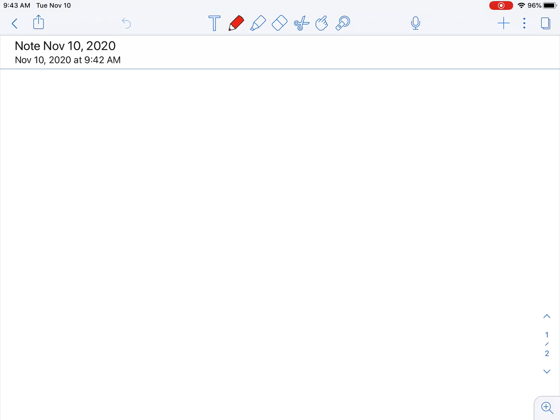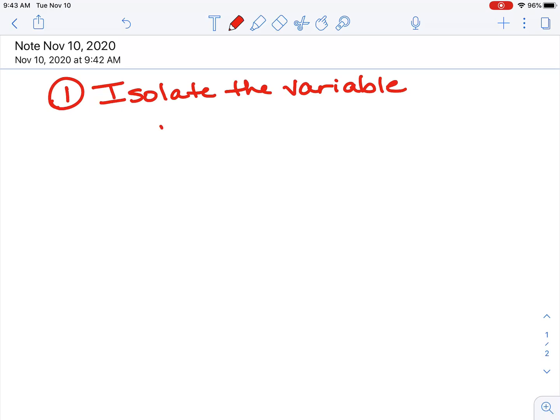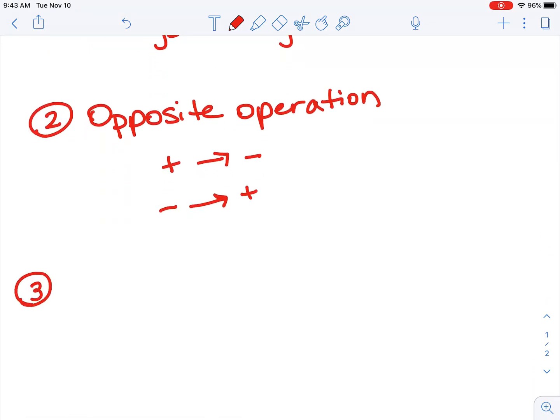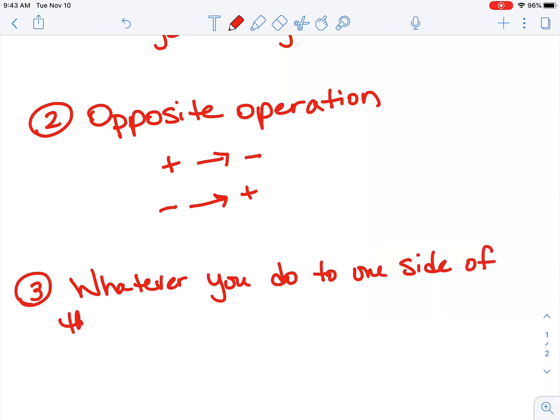Okay, we're going to start doing equations without me holding your hand and with decimals, but the three things still remain. You want to isolate the variable, which means get it by itself. To do that, you do the opposite operation. So if it's adding, the opposite is subtracting. If it's subtracting, the opposite is adding. And then the third big thing, whatever you do to one side of the equation, you do to the other.